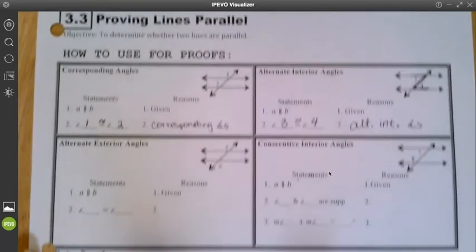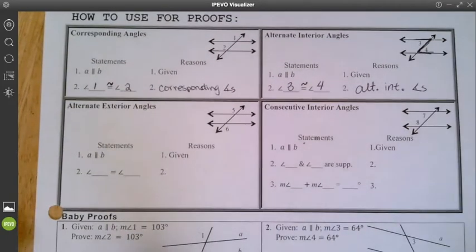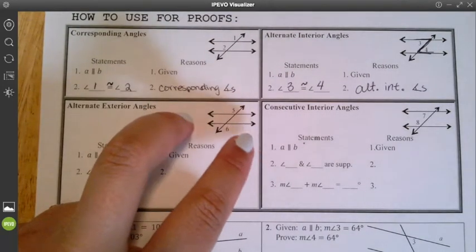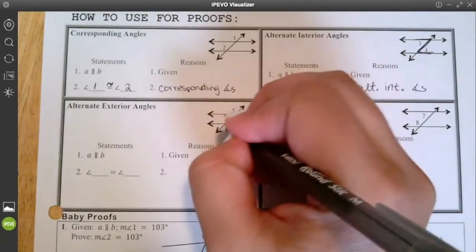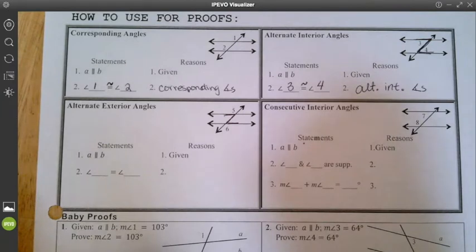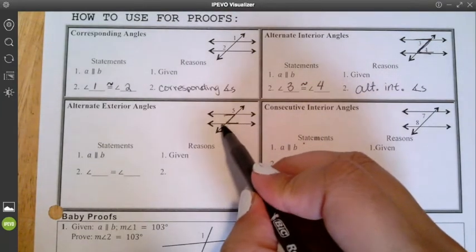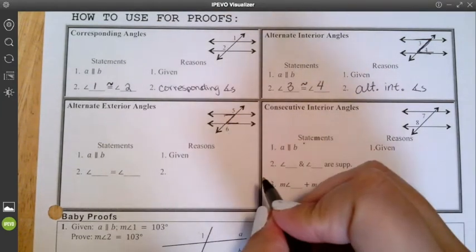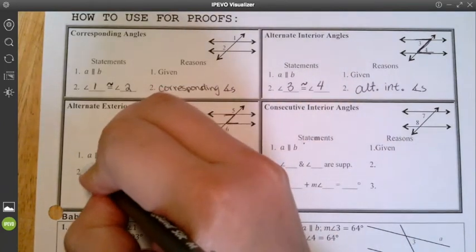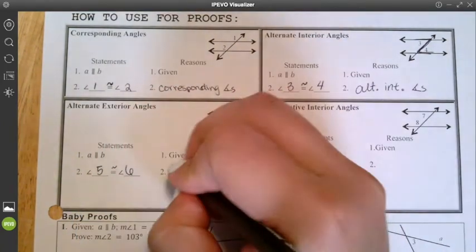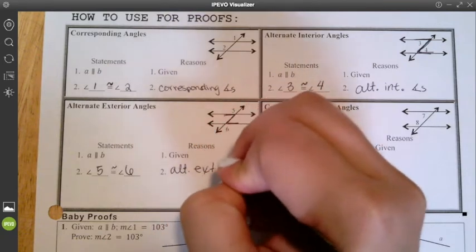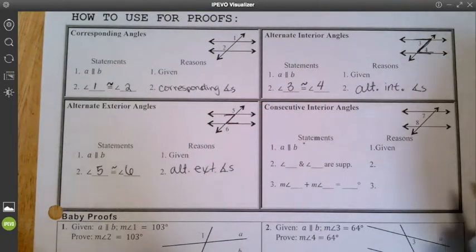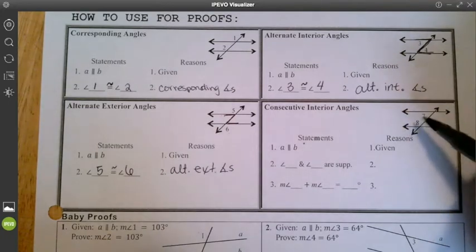We can say the same thing for alternate exterior angles, opposite sides of the transversal, outside of the Z. Alternate exterior angles gives us, if these two are parallel, then 5 and 6 are congruent. By alternate exterior angles. And then finally, we have consecutive angles.